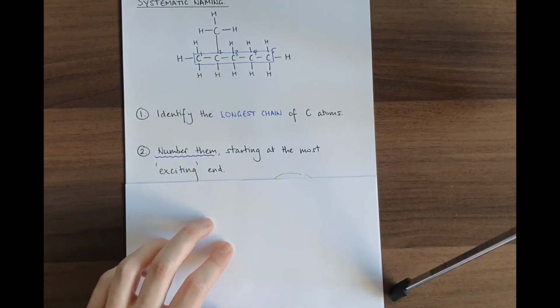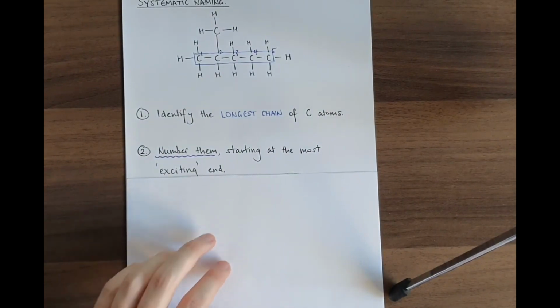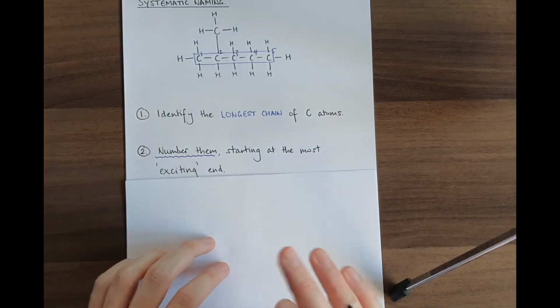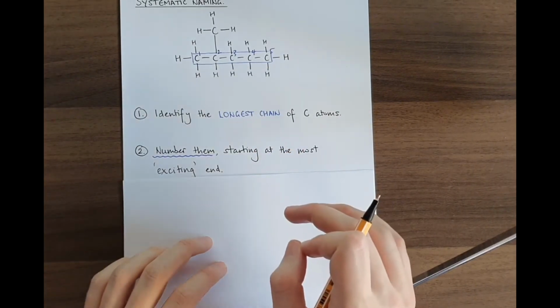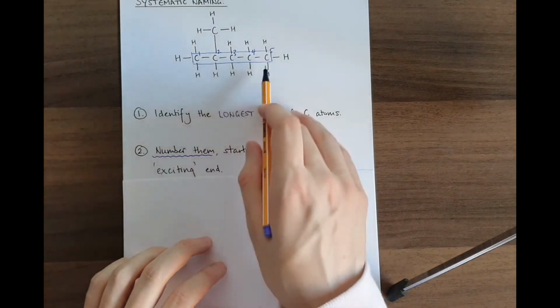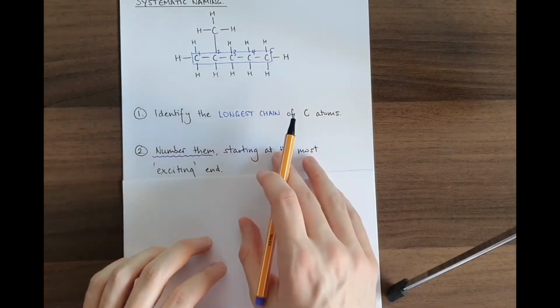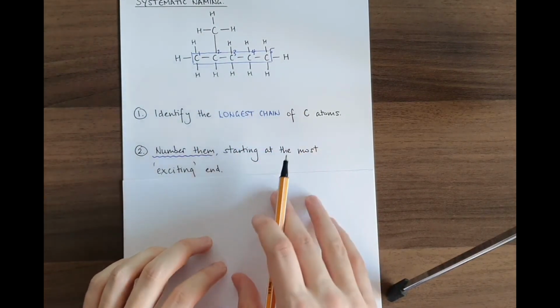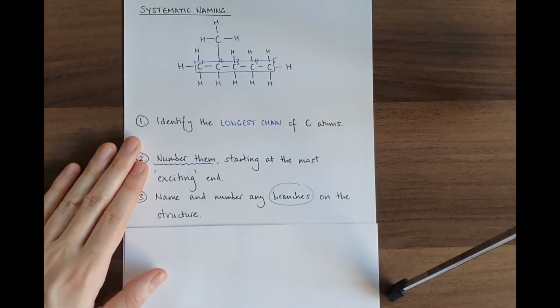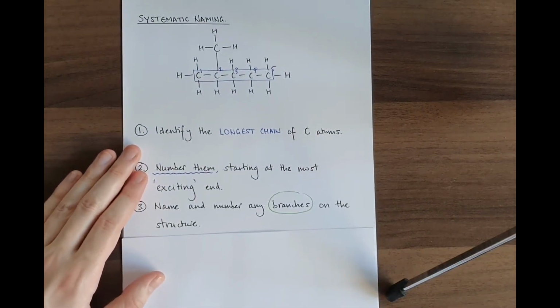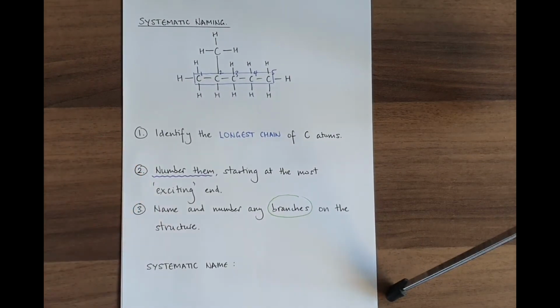Okay, so that's that done. So now we know we have 5 carbons in the longest chain. This is already going to help us because we know how to name an alkane with 5 carbons in it. We already know how to do that. So that's going to come in handy in a second. The final step then is to name and number any branches that we find on the structure. So let's have a look.